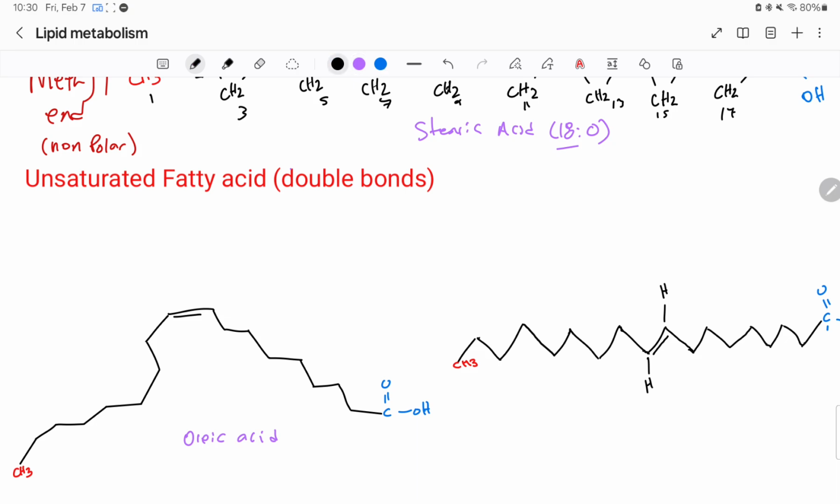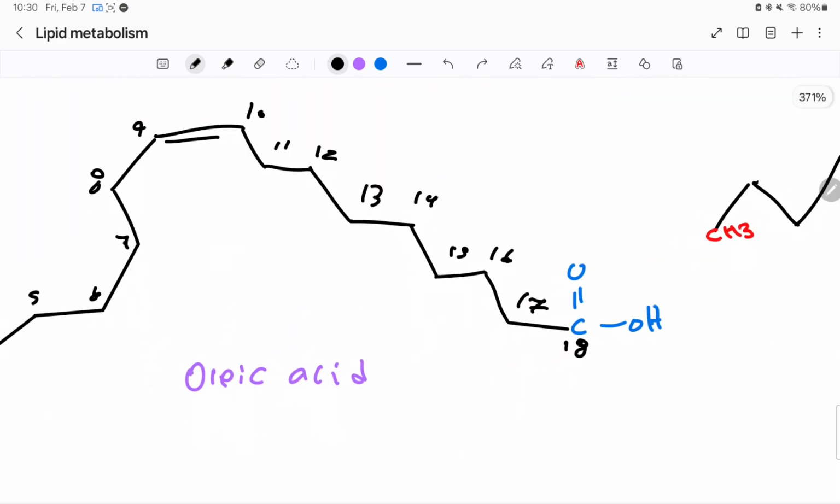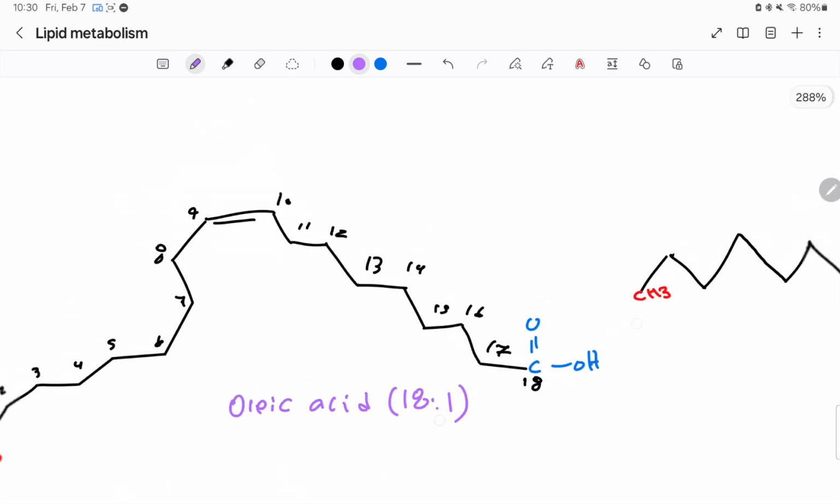So if I were to count the carbons on this guy, I would have 1, 2, 3, 4, 5, 6, 7, 8, 9, 10, 11, 12, 13, 14, 15, 16, 17, and then finally 18. Each little division point here is a carbon. So I have 18 carbons, and I have one double bond. So how would I write that? I would say I have 18:1. Okay, cool.